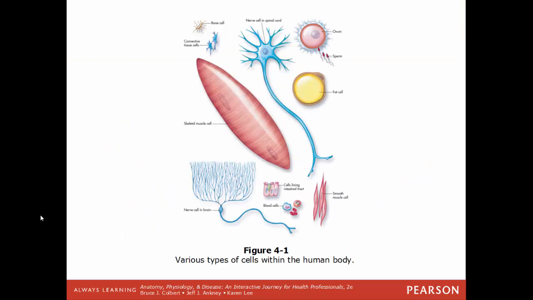A good image of a variety of the different cells that we have: the connective tissue cells here, a bone cell or an osteocyte, a nerve cell. We'll talk about those structures in more detail in a future chapter. An ovum or an egg, sperm cells, fat cell, skeletal muscle, nerve cell in the brain, blood cells, and so on. So all of these are examples of cells with particular functions, but as you can tell just by a quick glance, there's a variety of different shapes that go along with a cell.